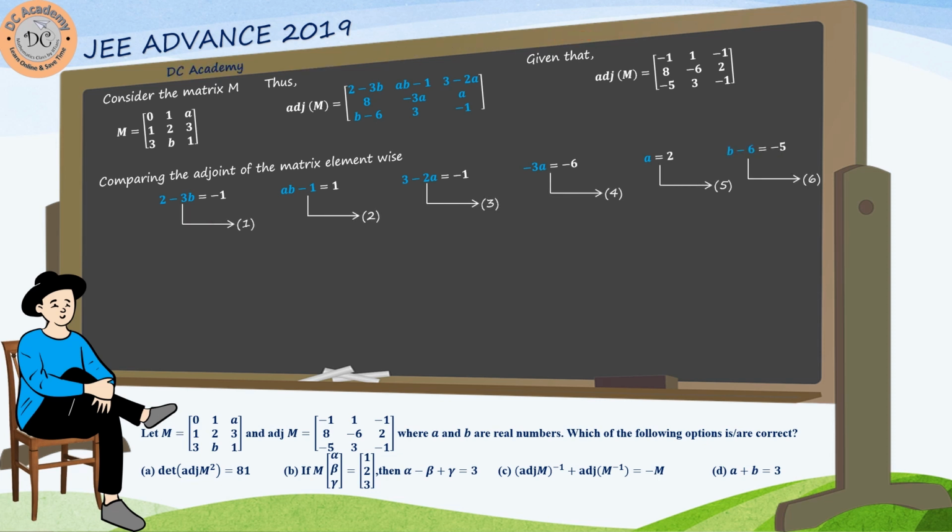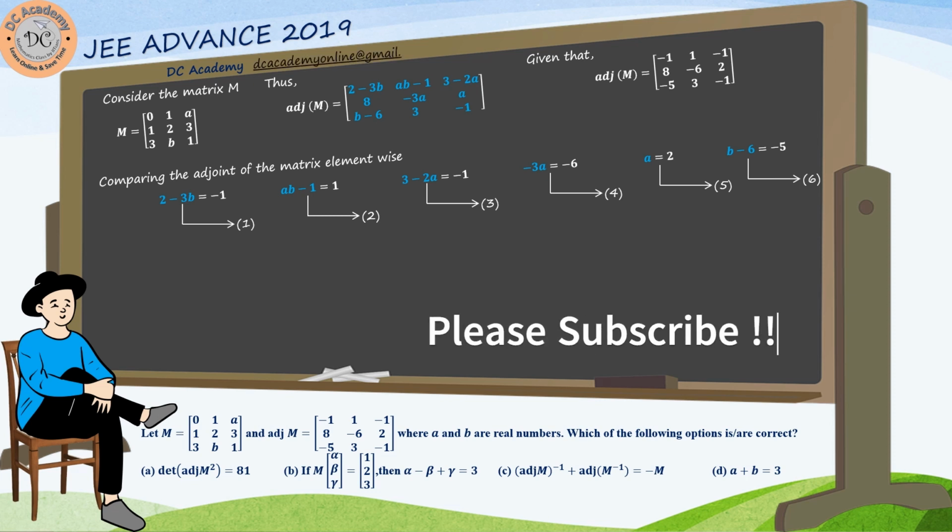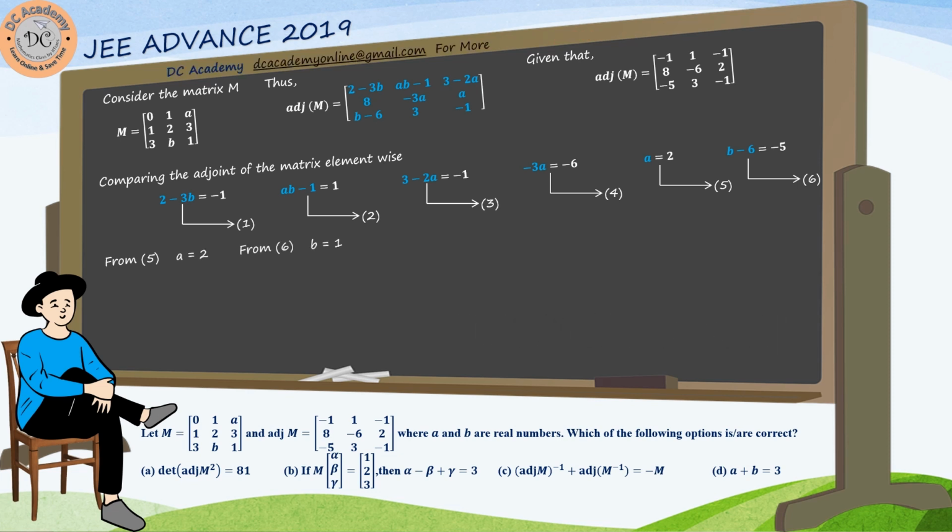So we obtain 6 different relations. Now from relation 5, it is obvious that a equals 2, and from relation 6, b we can easily calculate as 1. So a and b are obtained. But we have to test each and every case from 1 to 4. If I substitute a equal to 2 and b equal to 1 in all the equations from 1 to 4, all the equations are satisfied.